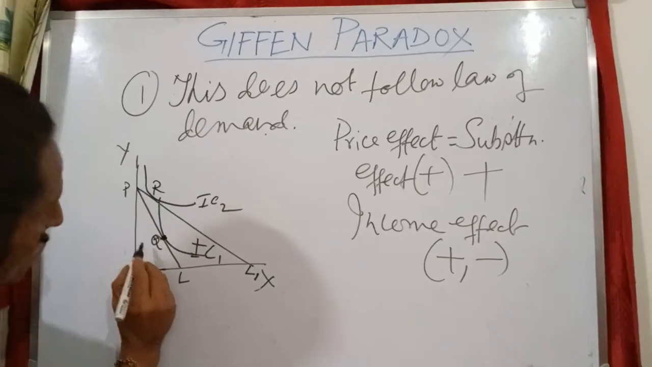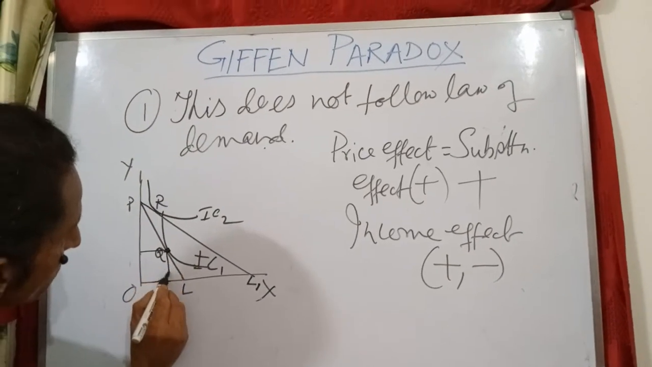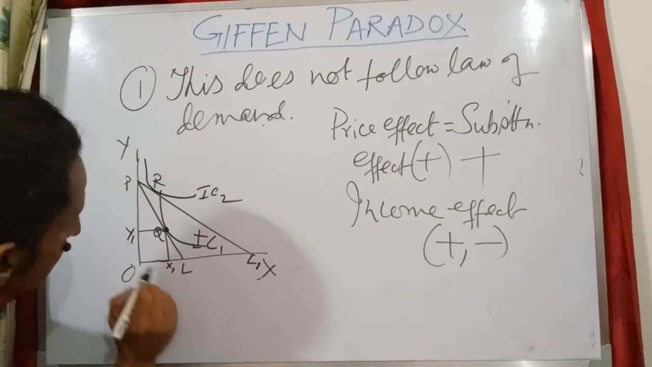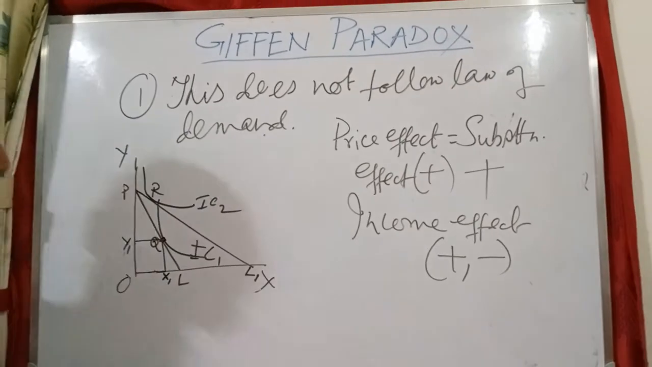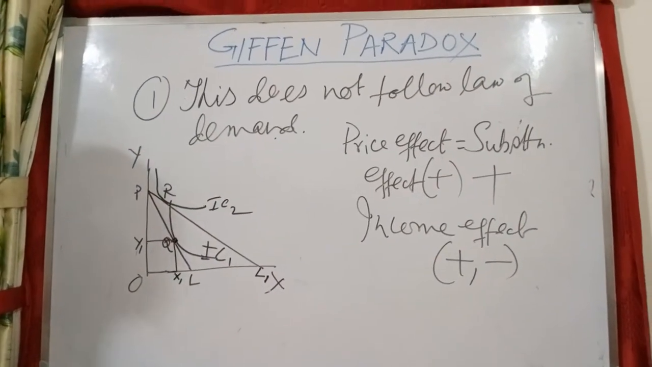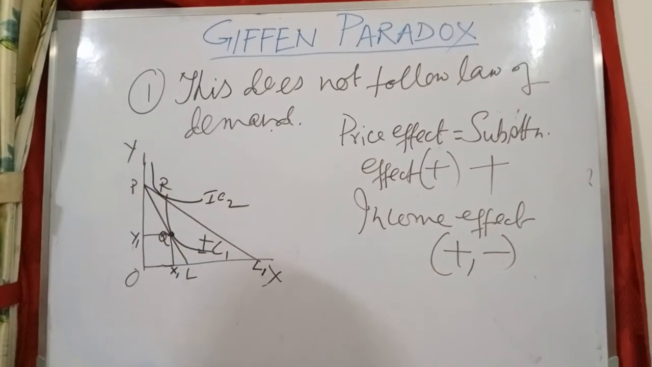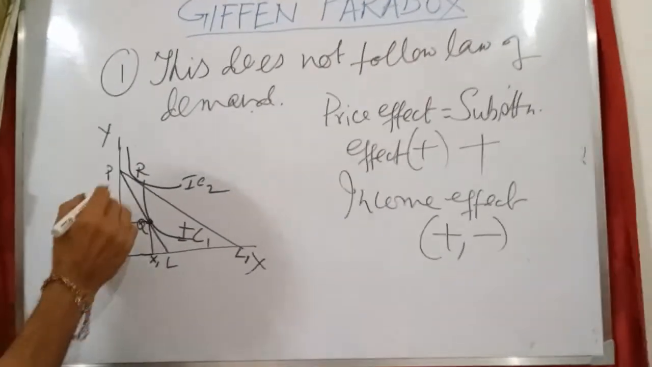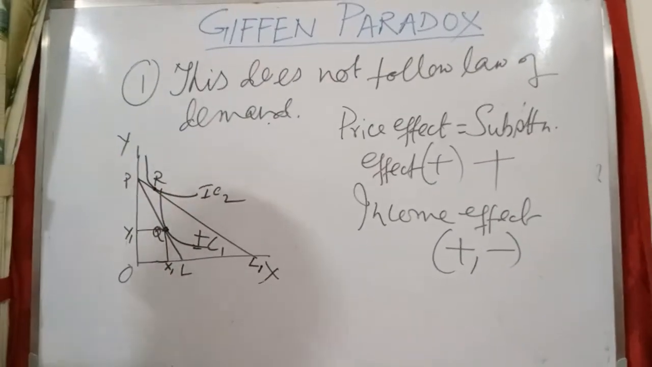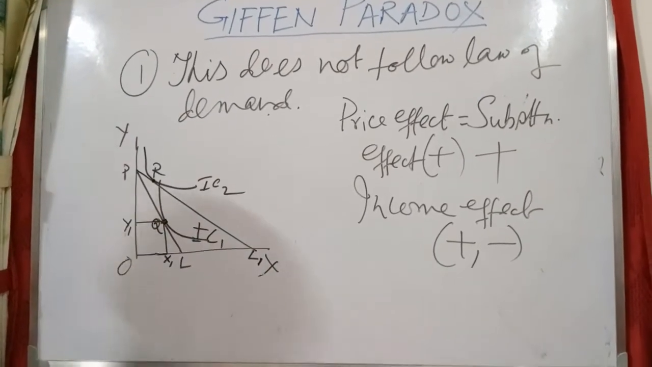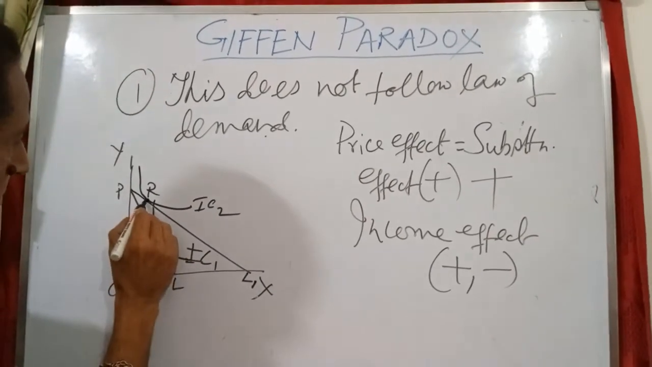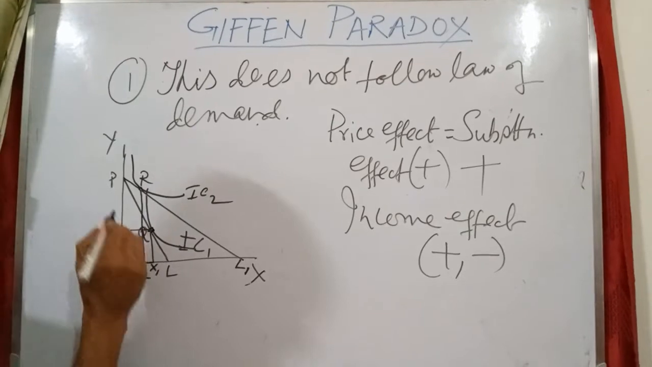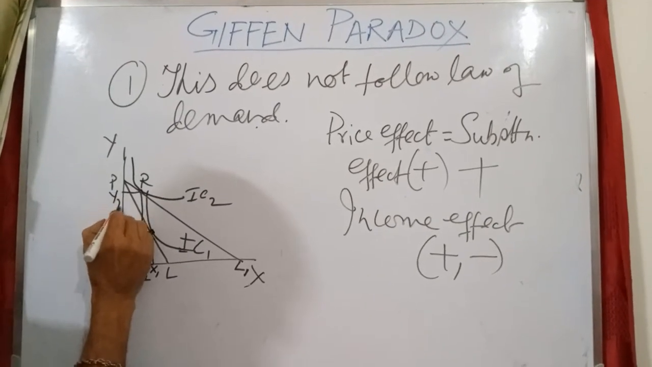So at point Q, the consumer was consuming OX1 units of X and OY units of Y. This was the consumer's initial consumption of the two commodities. Now the consumer has reached a higher indifference curve and a higher point of tangency, or point of equilibrium. At point R, the consumer is consuming OX2 units of X and OY2 units of Y.